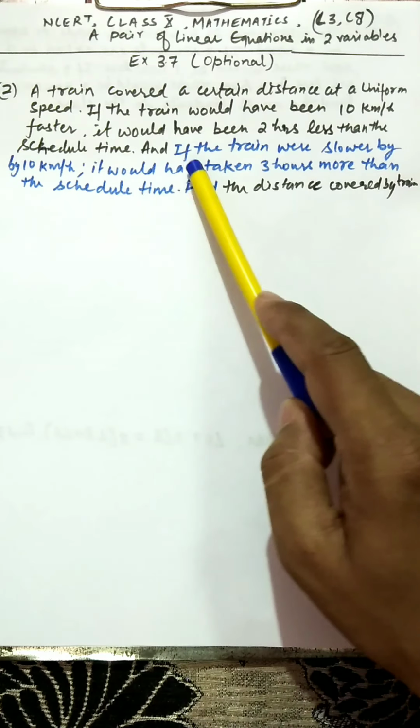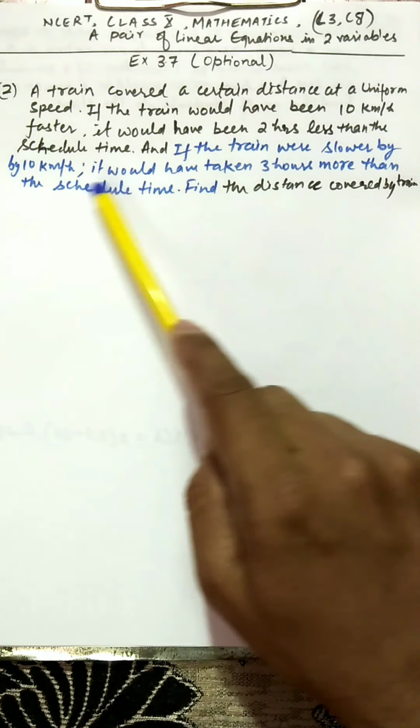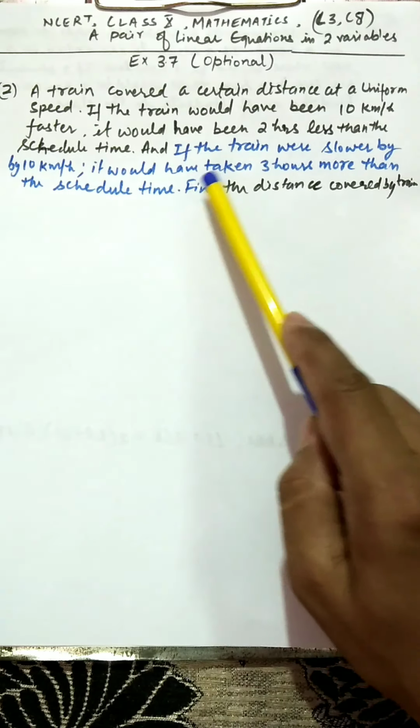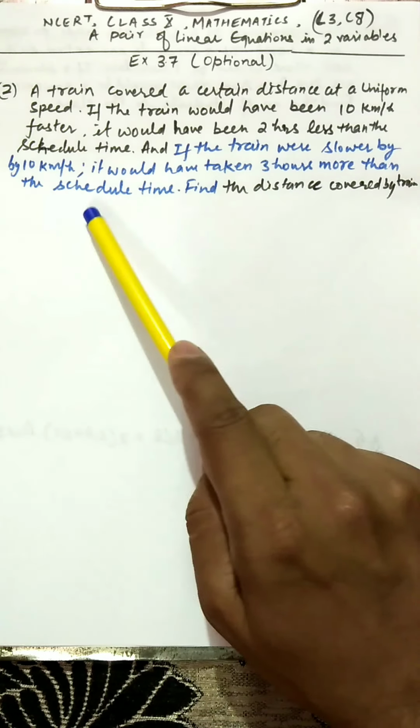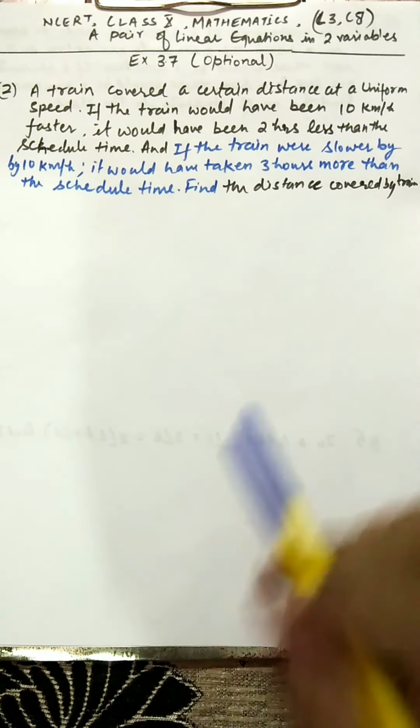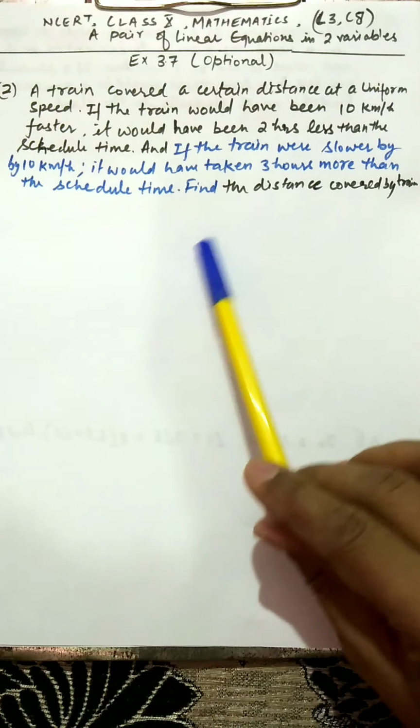scheduled time. And if the train were slower by 10 km per hour, it would have taken 3 hours more than the scheduled time. Find the distance covered by the train. Now in this question they are asking us to find the distance covered by the train.